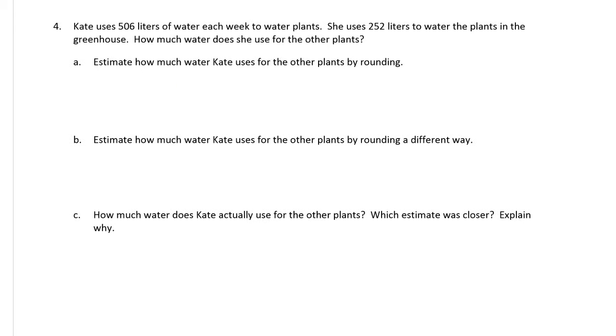Kate uses 506 liters of water each week to water plants. She uses 252 liters to water the plants in the greenhouse. How much water does she use for the other plants? So she's got some plants in the greenhouse and some plants other places, either outdoors or in her house. The house doesn't say. So we're going to estimate by rounding. So here's all the plants we know. All the plants is 506 liters. That's a lot of liters for watering plants, even for a whole week. She's got a lot of plants.